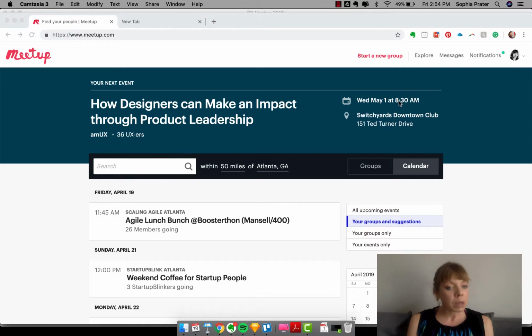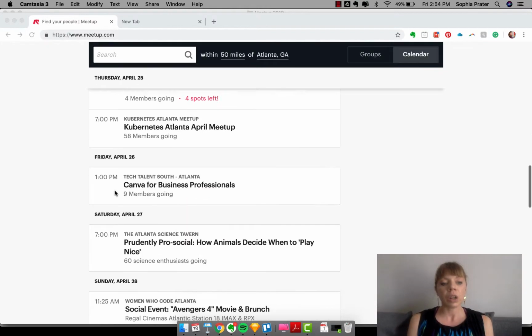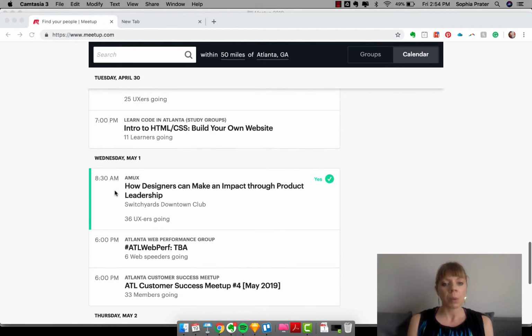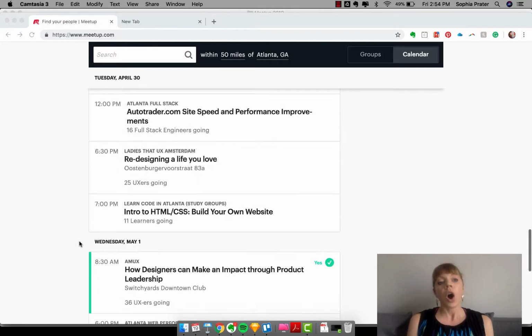The time is in a completely different place. You can see the times here are on the left side. The time over here is on the right side. And the thing that really gets me is my relationship to this event, the fact that I am going, is represented in two different ways. Here it's represented by the "your next event" and just the placement of it. And here it's represented by the check mark and the yes and the green bar. So it is communicating the exact same thing in two different ways.